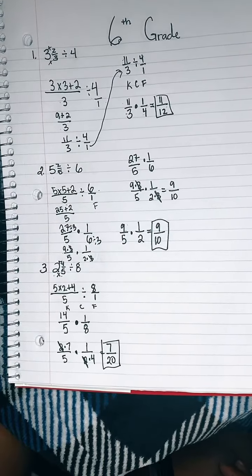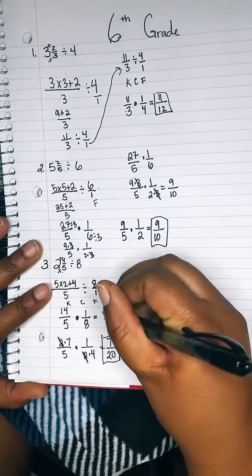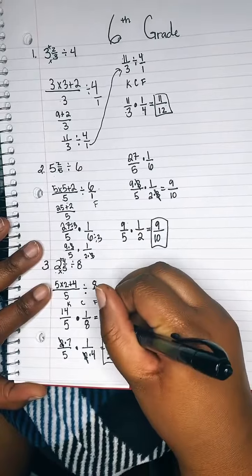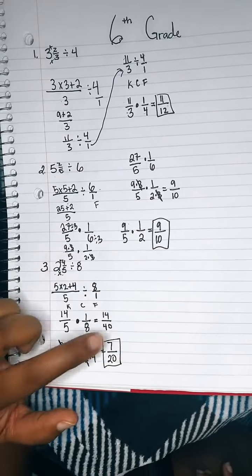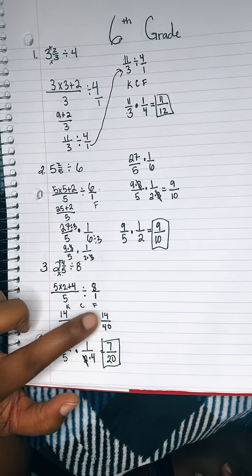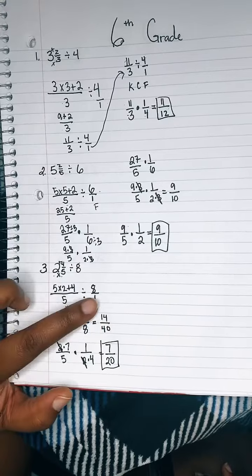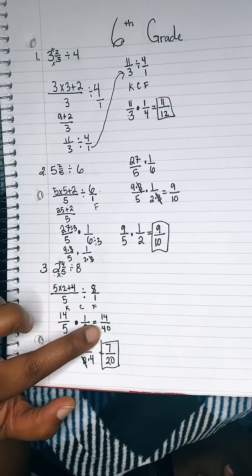Good. Now, somebody said you could have gotten 14 over 40, which is perfectly fine, but then you're going to have to reduce this, because this is not simplified form. So how do we reduce this?